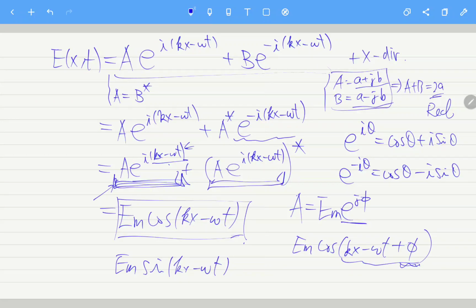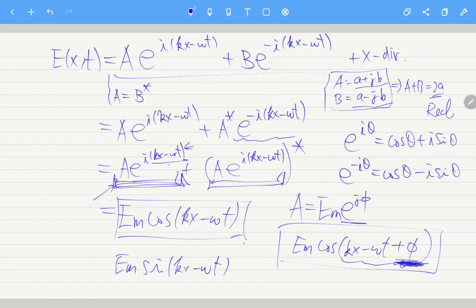If the phase is like negative 90 degrees, then cosine will change to sine. So if you can have an arbitrary phase, then it is the most general case. The most general case will be E_m times cosine of kx minus omega t plus phi.